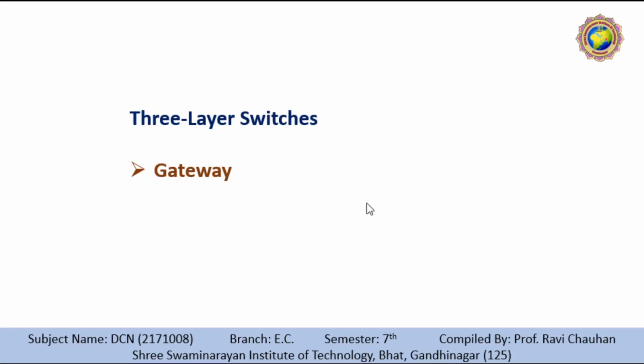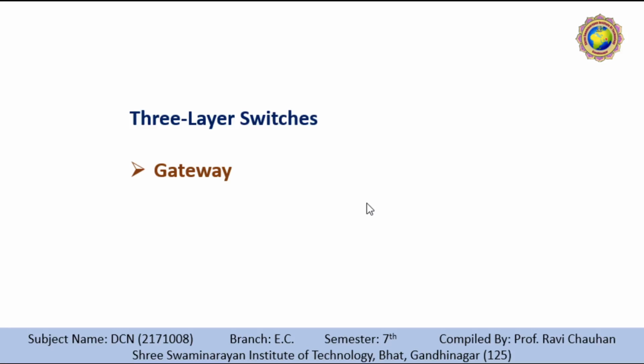Three-layer switches. A three-layer switch is a router, but faster and more sophisticated. The switching fabric in a three-layer switch allows faster table lookup and forwarding. We use the terms router and three-layer switch interchangeably. Means a router is called a three-layer switch and a three-layer switch is called a router.